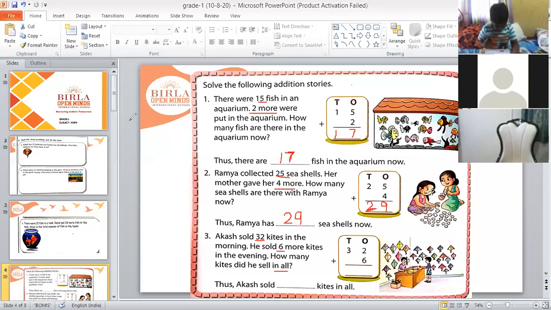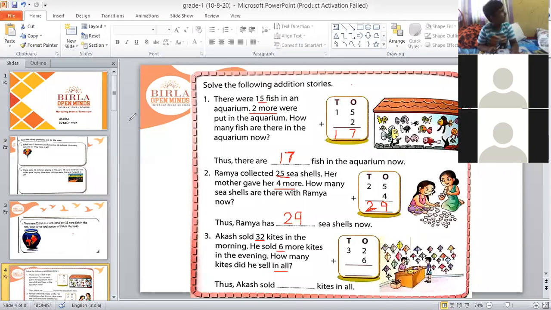Hanvit, you tell me 2 plus 6, how much? Yes, ma'am. 8. Yeah, very good. So 2 plus 6 is 8, children. So we will write 8 here in ones place, and there is no other number in tens place.